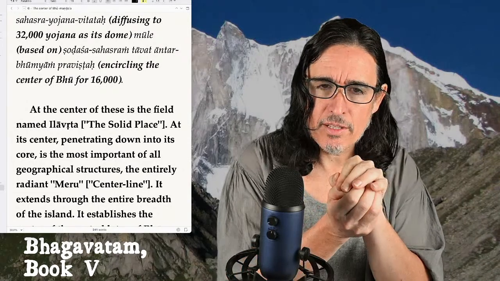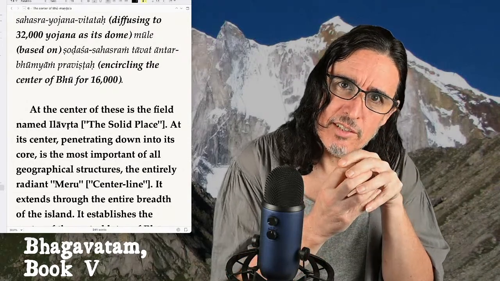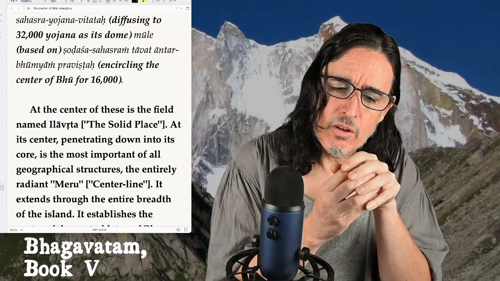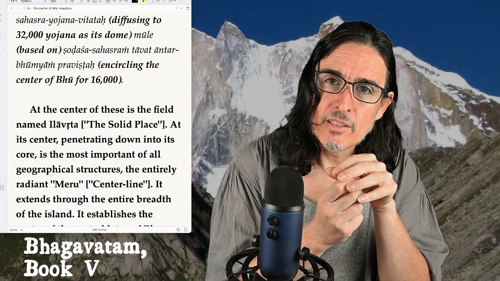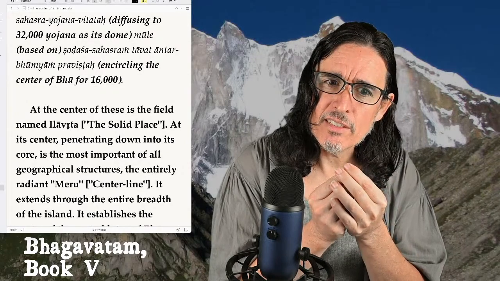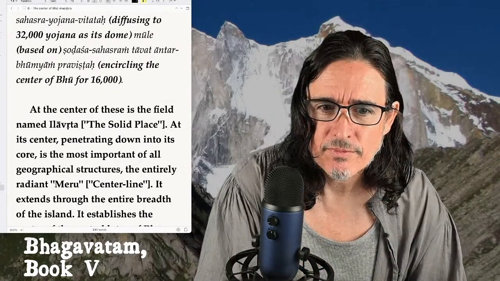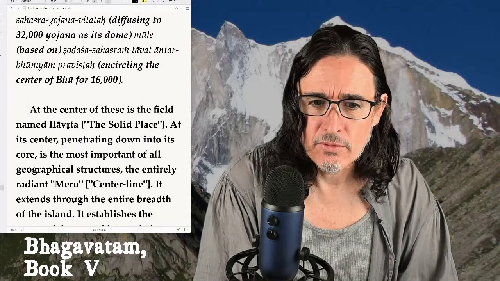which is like a bud, like a lotus bud. What's in the center of Bhu? This thing called Ilavrita. What's in the center of Ilavrita? This thing called Meru. And Meru is the center of the center of the center of the center. There's no further center.